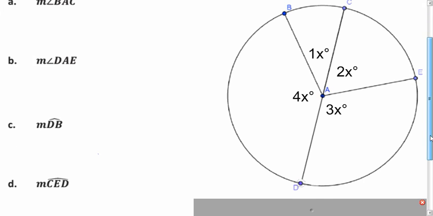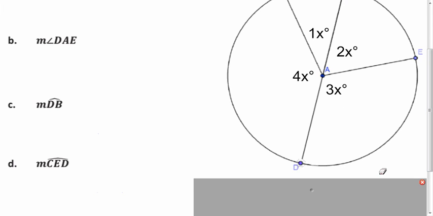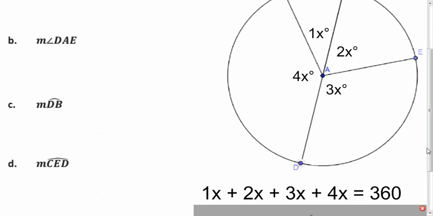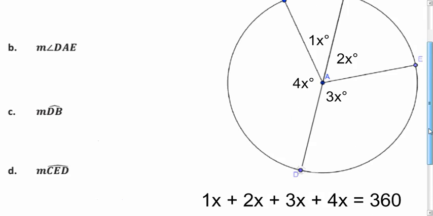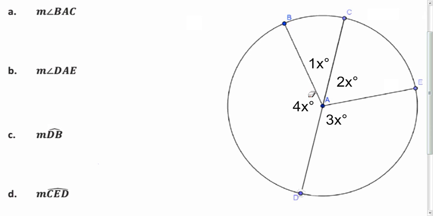So we know that if we add up all of these together, we get 360 degrees. And we solve this, and we get x is 36. So now we go back and we substitute. So let's see, BAC is 1x, so it's 36 degrees. DAE is 3x, so it's 108 degrees.